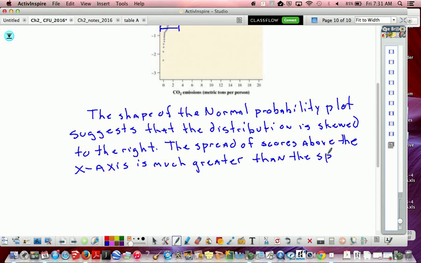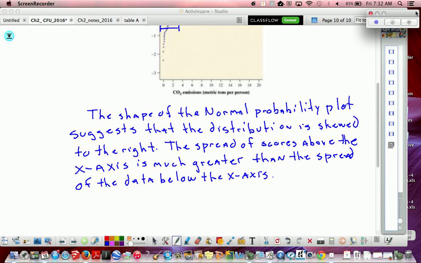is greater than the spread of the data below 0 or below the x-axis. All right, this ends CFU 2.5.